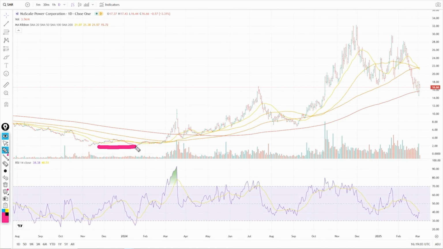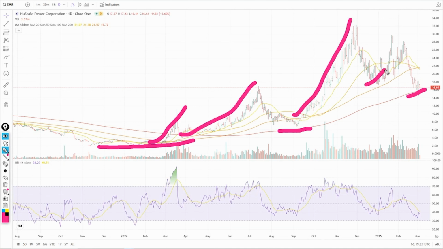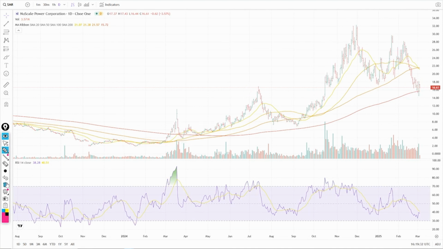So SMR, as the name implies, is the small modular reactor company. So that's the S, the M, and the R. In this case, nuclear reactors, so small scale nuclear power. It's something that's been in the news a lot as we're trying to figure out how we're going to power all this AI, so a very appropriate thing to look at. This stock loves to do these spikes and dumps and spikes and dumps, indicative of more high volatility stocks. And I want to use this RSI.